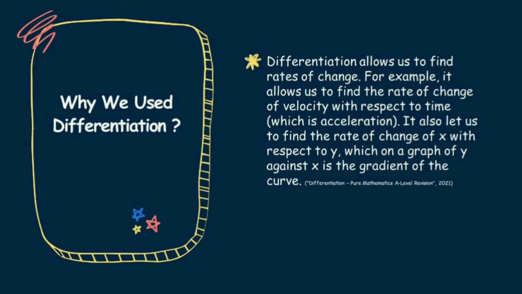For my part, I'm going to explain why we use differentiation. So, differentiation allows us to find rates of change. For example, it allows us to find the rate of change of velocity with respect to time, which is acceleration. It also lets us find the rate of change of y with respect to x, which on a graph of y against x is the gradient of the curve.